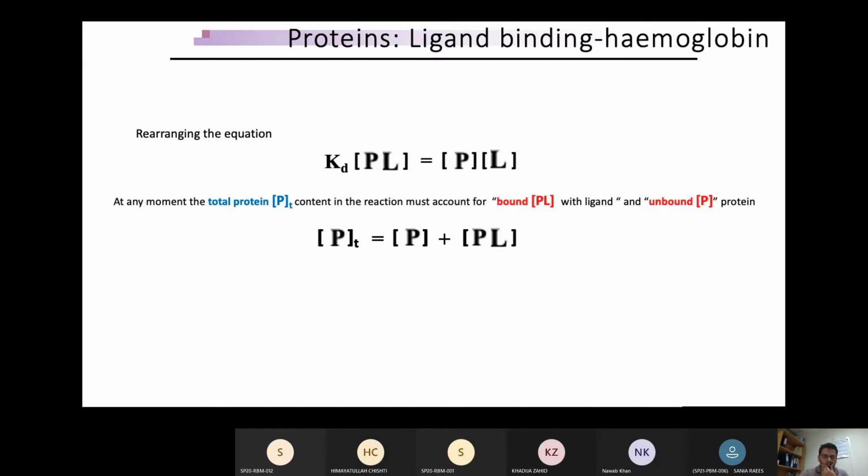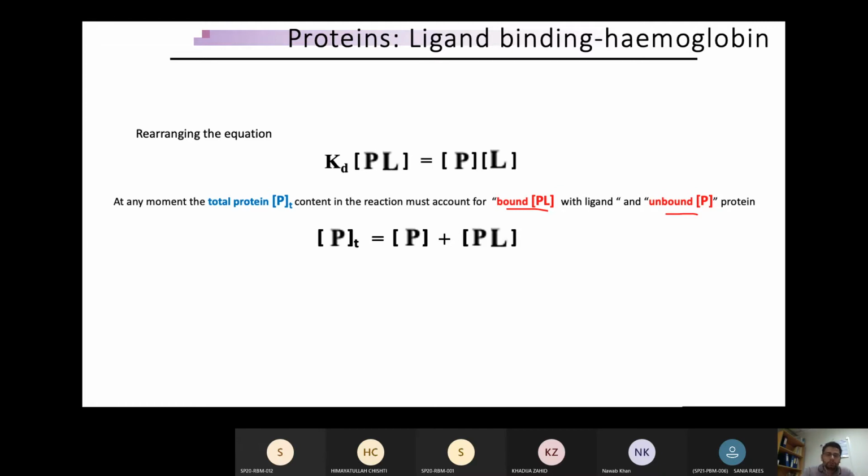So the situation is, when you say this is a protein, what does that mean, the protein? At any moment, total protein contains some fractions which is bound to the ligand and some fraction which remained unbound. So when you take some concentration of protein, that means concentration of protein has two different sections. One is bound with the ligand and one is unbound to the ligand.